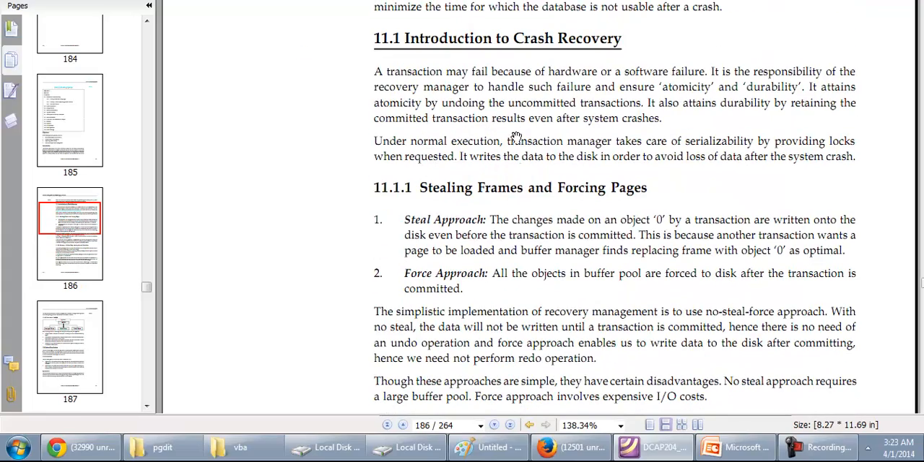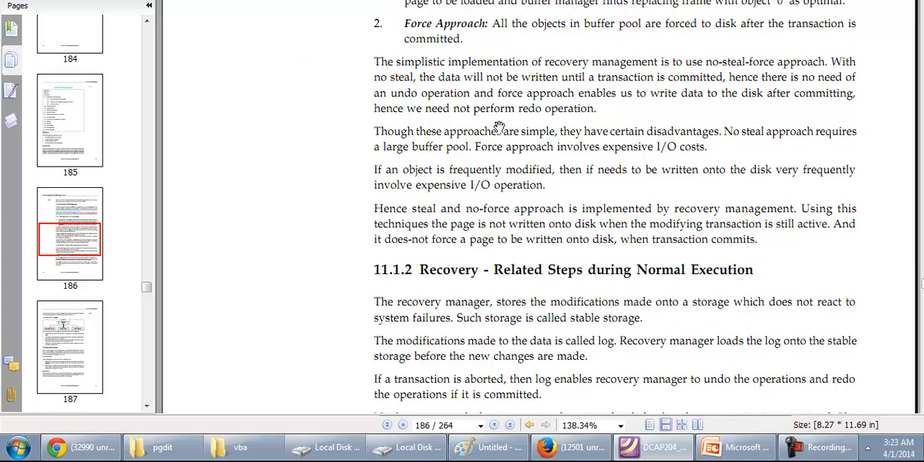So that is the cache recovery. The simple recovery is the no steal, force approach. With no steal, data will not be written, and the transaction has no need to undo. Though these approaches are simpler, they have certain drawbacks. The no steal approach requires a large buffer pool. And the force approach involves expensive input-output cost, because as you know, writing on hard disk is very slow.